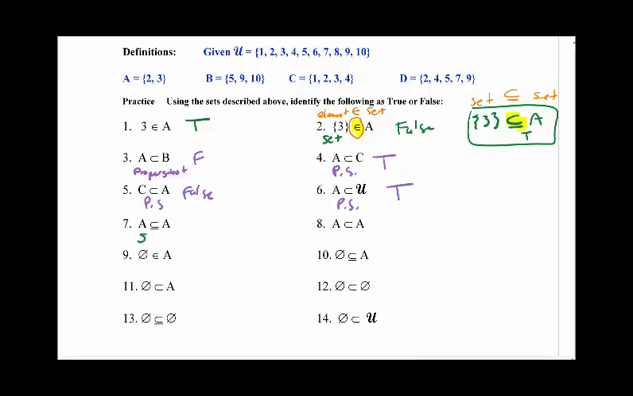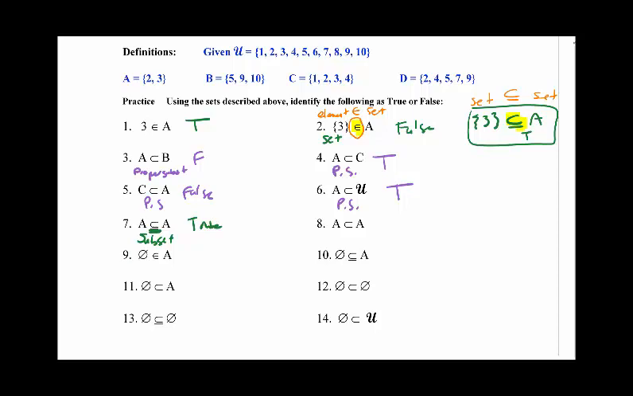So number 7, we're dealing with a subset, which means everything in the first has to be in the second, but they can be the same, and that's what this equal sign here is. So this is a set in a set, and they actually are the same set. So because that line on the bottom means that they can be equal to each other, that's a true answer.